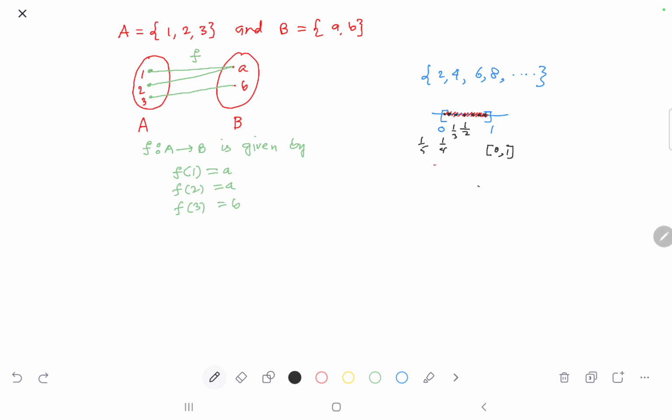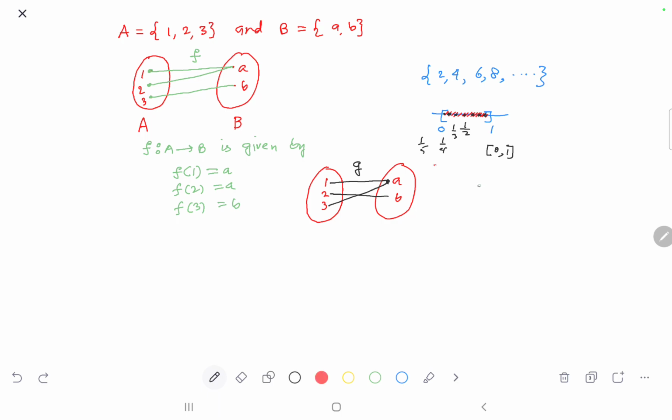Let me use the black color. Let me give the same thing with another situation. So 1, 2, 3 here, a, b. What you can do is first send 1 to b, 2 to b, and let's say 3 to a. That we can do, right? So this function is called g. Okay, so this is a function.